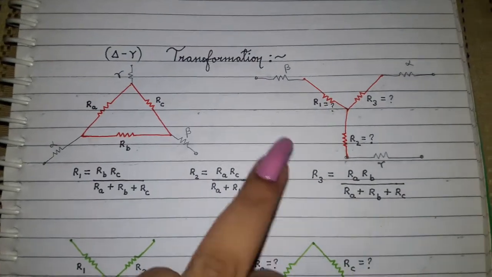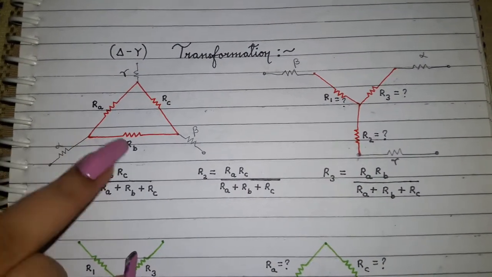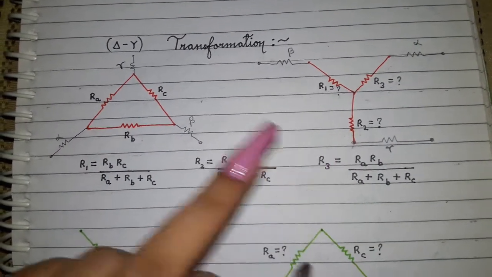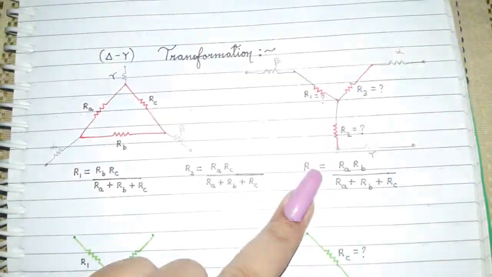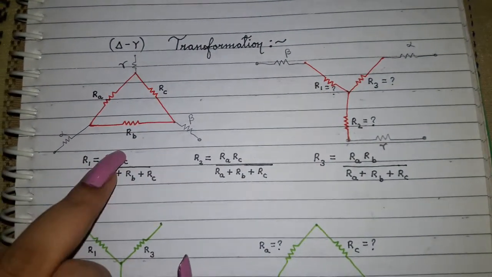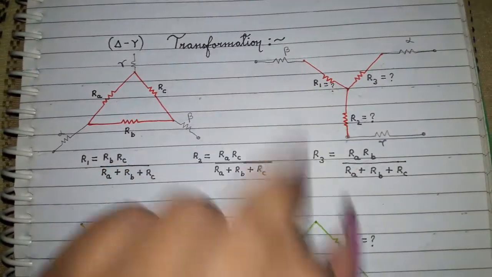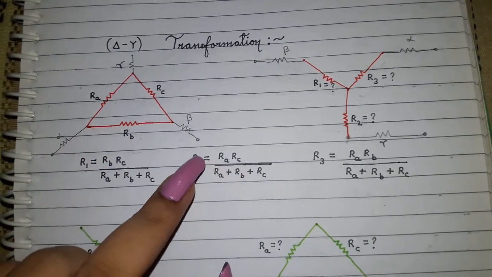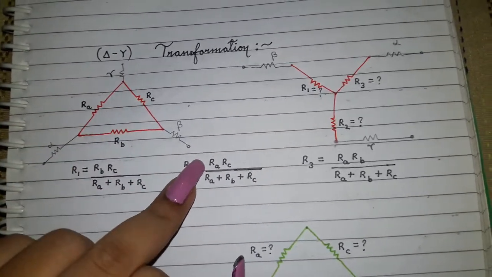the positions of the other resistances would be such. As you can see, alpha is connected to RA and RB. Here you can see RA and RB are connected to R3, so this alpha would be connected to R3. Now we are dealing with beta, which is connected to RB and RC. Here you can see RB and RC in R1, so beta would be connected to R1. Now we have gamma, which is connected to RA and RC. RA and RC are with R2, so we will be attaching this gamma with R2.